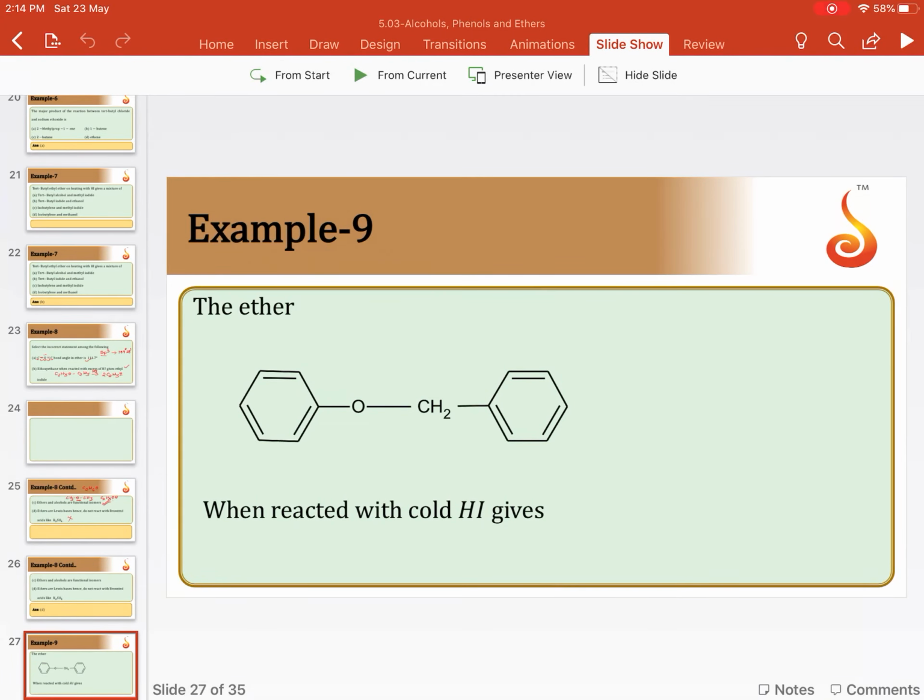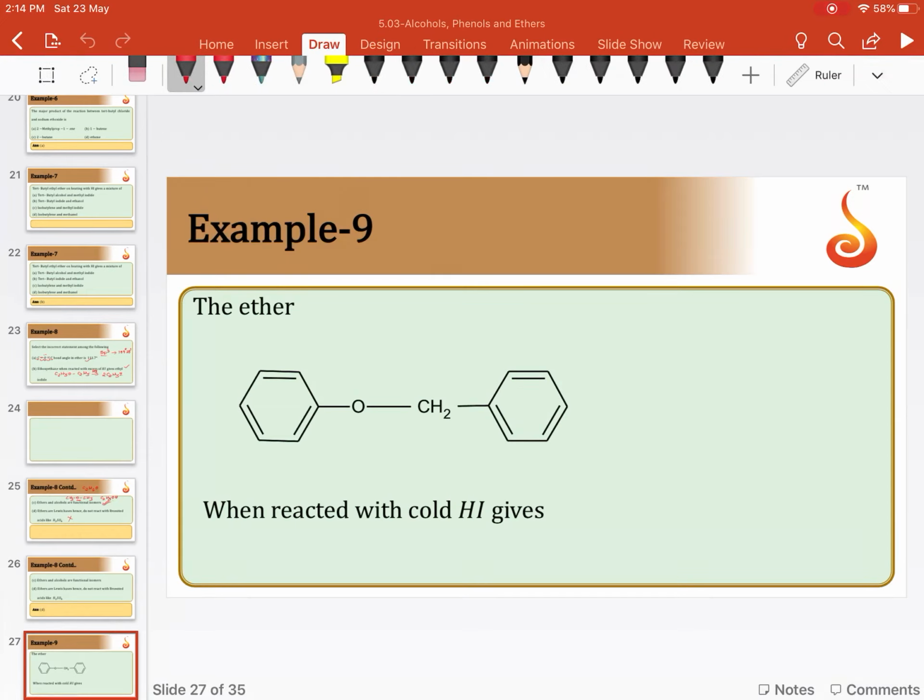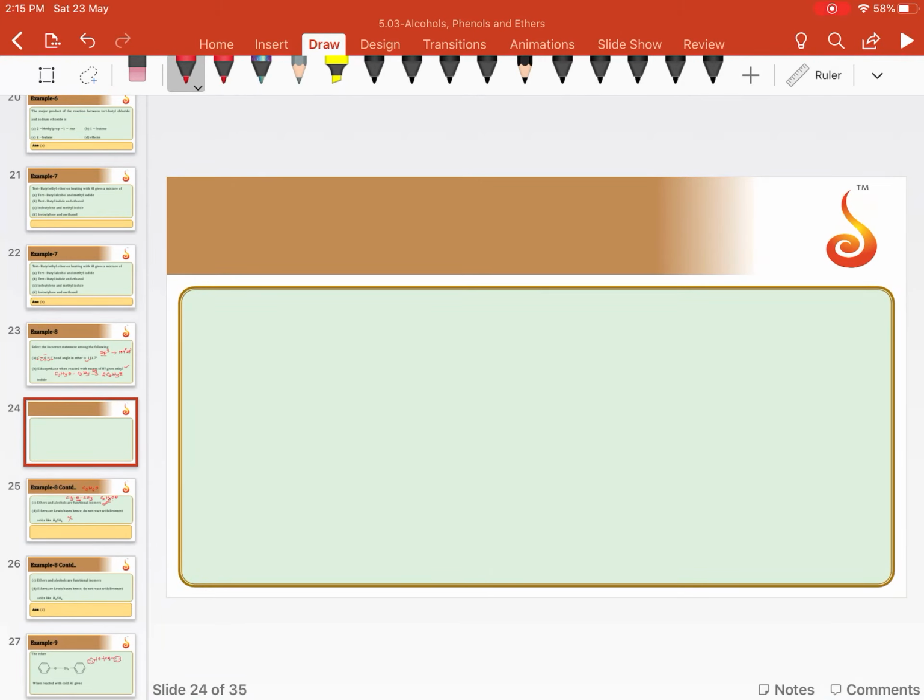The question is, the ether when reacted with cold hydrogen iodide gives what? If this compound is treated with cold hydrogen iodide, it can dissociate in two different ways. Either this bond can be cleaved or this bond can be cleaved. So what is the given compound?